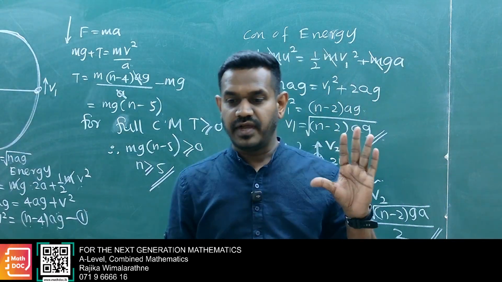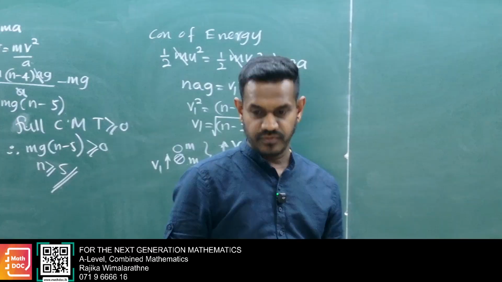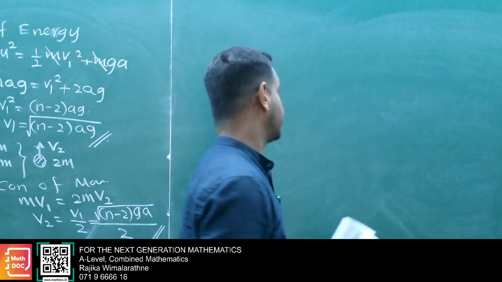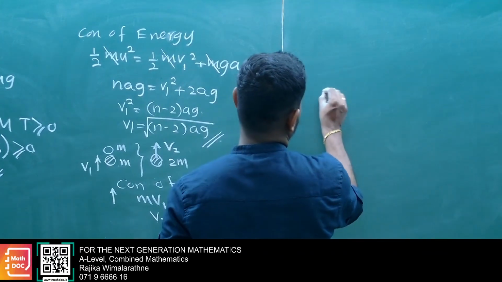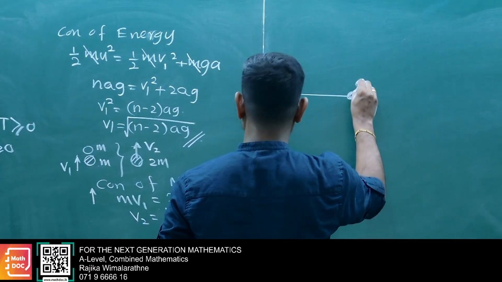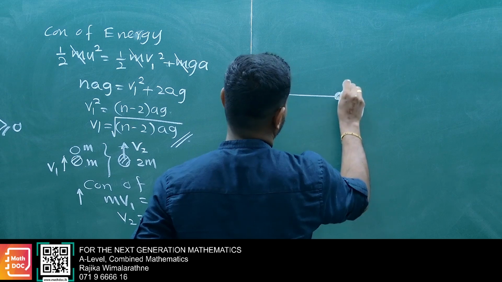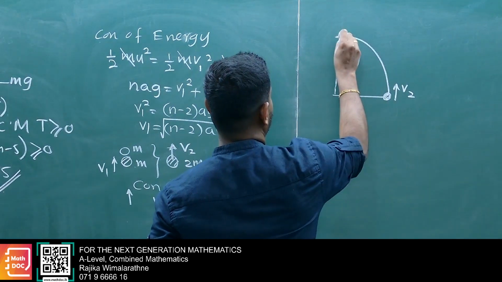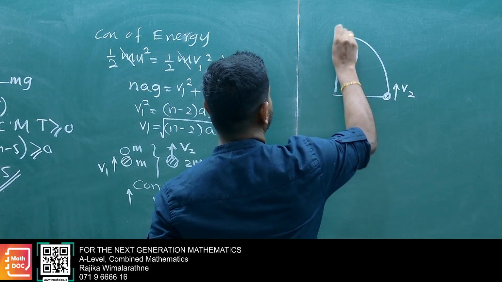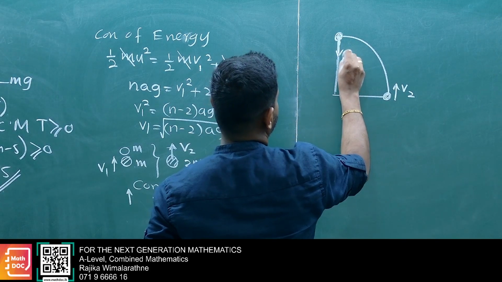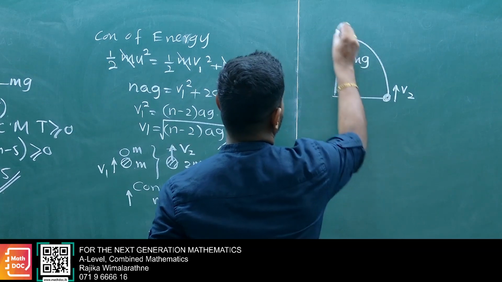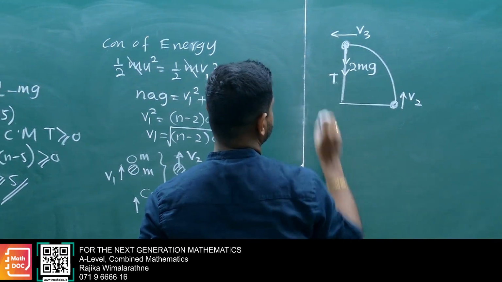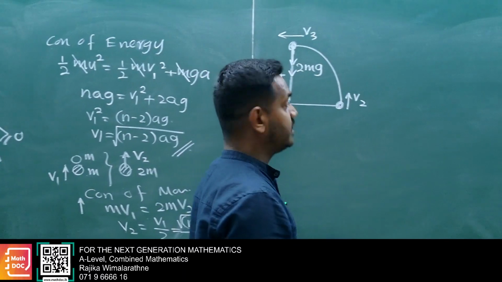So thereafter we need to find the condition to complete a full circular motion. Then we can do it this way. Here at this position, its velocity is v2. Then take the highest position, where the mass weight is 2mg. Take this velocity v3 and take tension T. Then the tension must be positive to complete the circular motion.